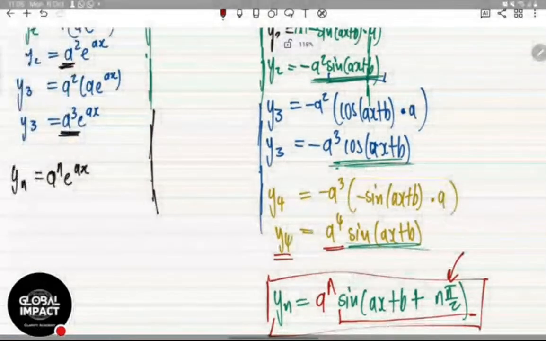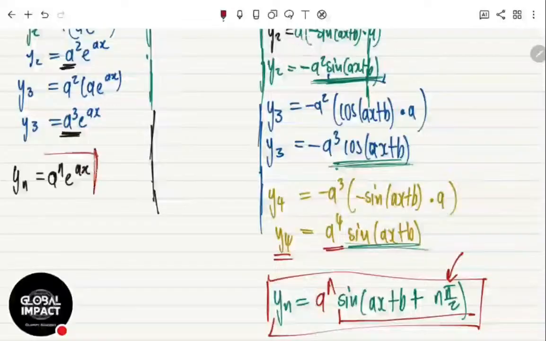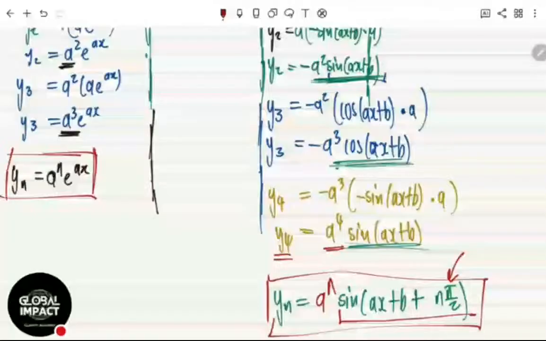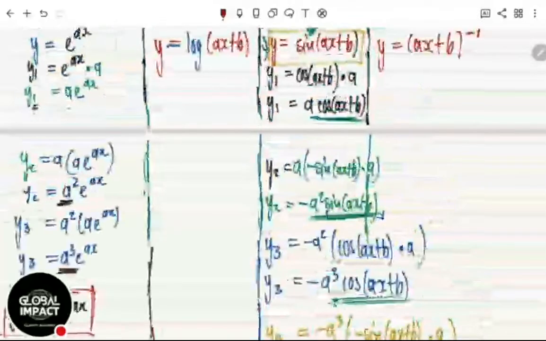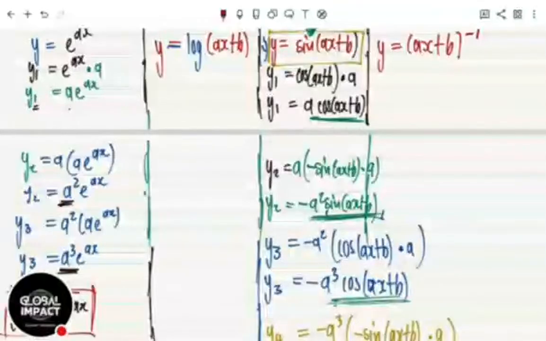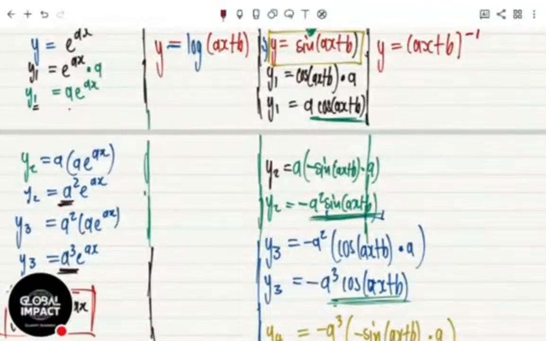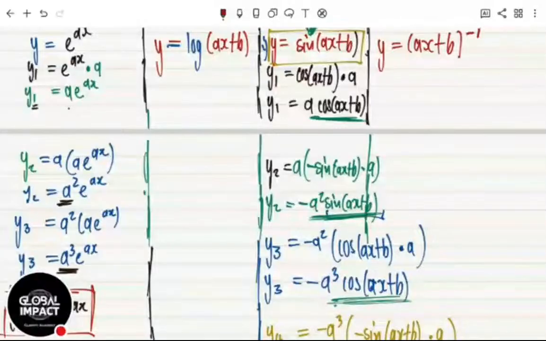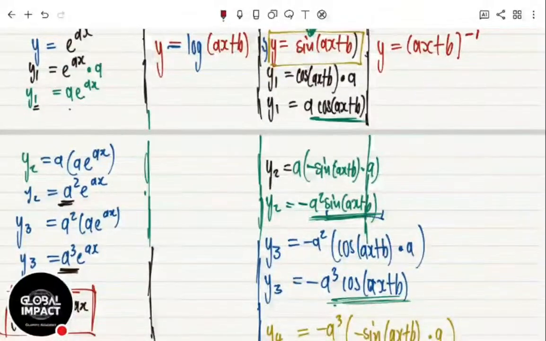Here's another nth derivative formula. For trig, for cos x or sin x, we can do. Now we are doing y is log of ax plus b, and y is ax plus b to the negative 1. Let's find the nth derivative. We are still getting it by differentiating. Then we look for the pattern.